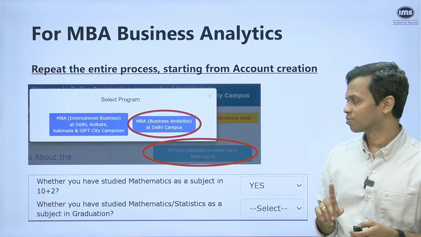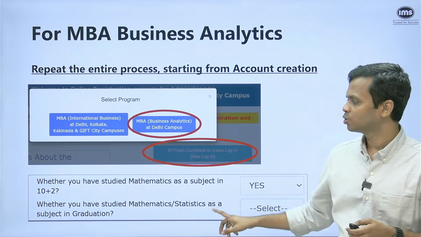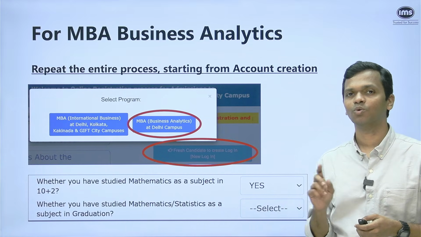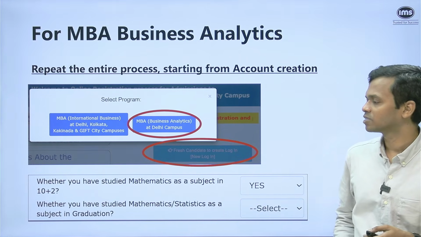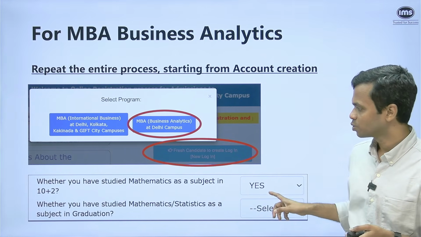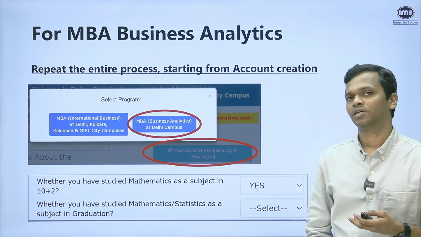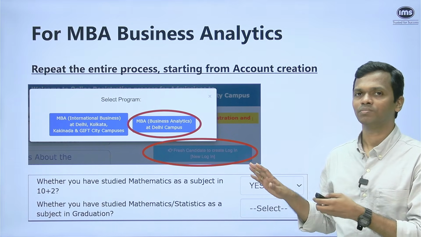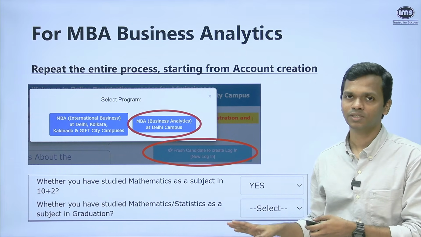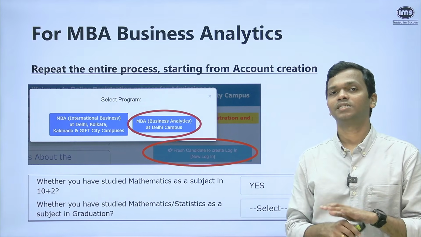The difference, however, is that in the qualification details you have these two extra questions, because that is the core eligibility of this particular program. It asks whether you have studied mathematics as a subject in 10+2, which is a yes/no question, and whether you have studied maths or stats as a subject in graduation, again a yes or no question. Because this is the eligibility of the program, that is an additional thing they have asked in the business analytics application. Otherwise, the rest of the form is exactly the same.